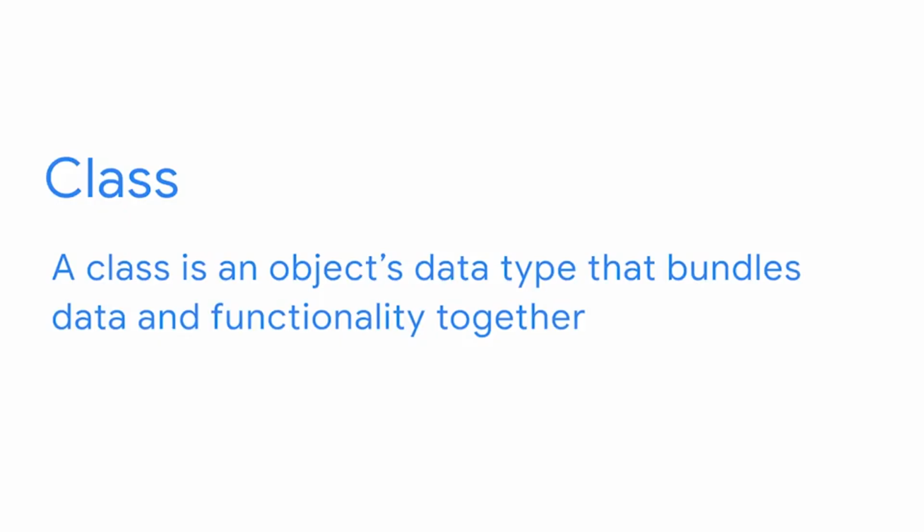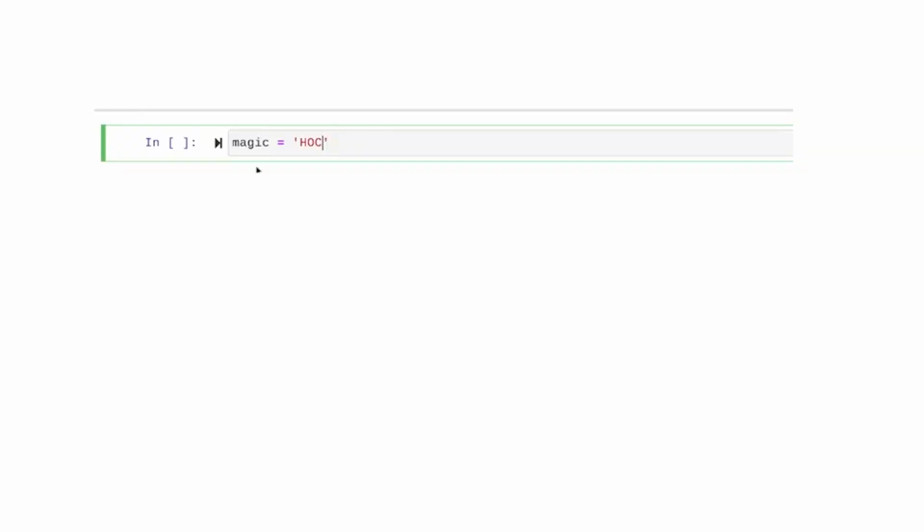The most important concept in object-oriented programming is the class. A class is an object's data type that bundles data and functionality together. In other words, the reason why it's useful for an object to have a type or belong to a class is because it allows us to build a bunch of useful tools that can be packed directly into the object itself. This will make a lot more sense with an example. When we put the words hocus pocus inside quotations and assign that to a variable called magic, this variable becomes an instance of the string class.